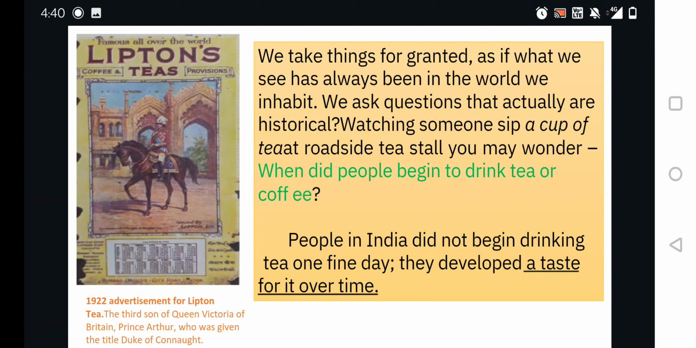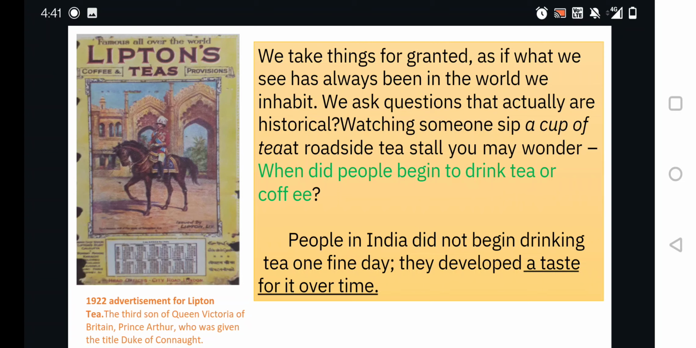Okay, we take things for granted, as if what we see has always been in the world we inhabit. Like I've given you the example of tea, there is an example of paper. We don't see what the history of it was, but it took a long time to come to its real condition, or the way we see it right now. We ask questions that actually are historical.